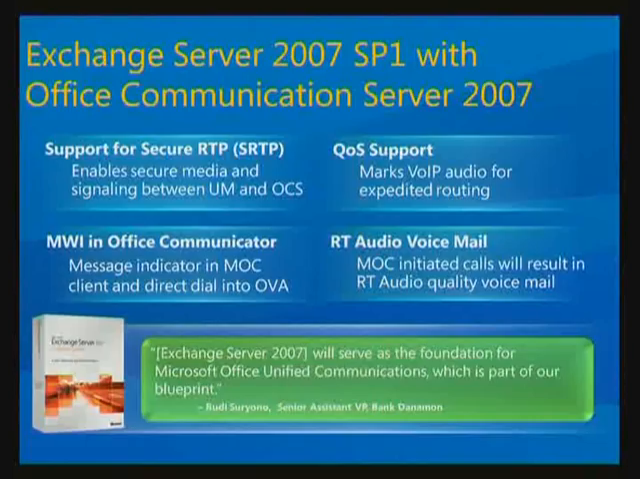The third investment area has to do with Communicator and having a message waiting indicator within Communicator. So this is the blinking light that I showed you in the demo, as well as enabling direct dial from Communicator to Outlook Voice Access without having to enter your password. And the last investment area is with Exchange's support for the RT audio codec that is used by Office Communications Server. So this gives you a higher quality and higher fidelity audio when someone leaves a voicemail using Office Communicator.